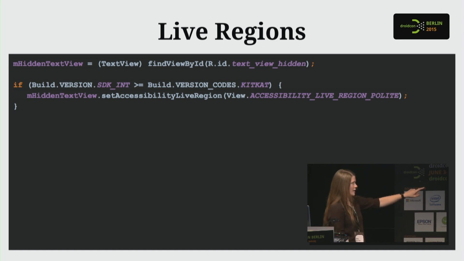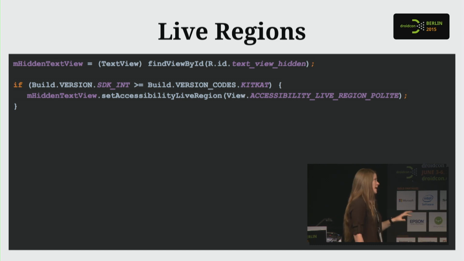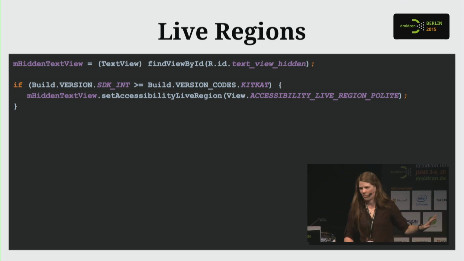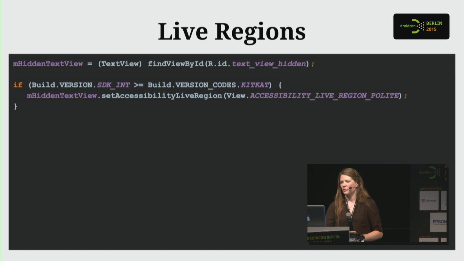You also see here that I set the accessibility live region to polite. If you're being polite with Talkback, then she'll wait. If she's saying something else, she'll finish saying that before she says what you wanted her to say. You can also set it as aggressive, where she'll just interrupt anything else that's going on. So you should try and be polite if you want to use the live region.